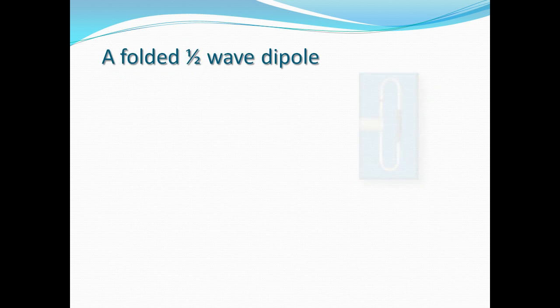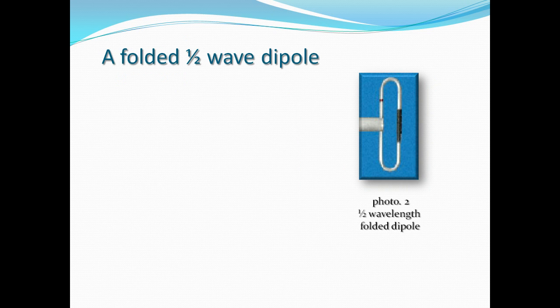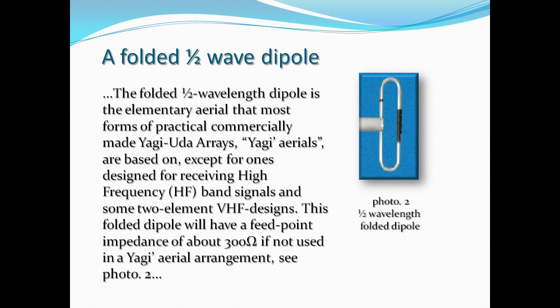A folded half-wave dipole. The folded half-wavelength dipole is the elementary aerial that most forms of practical commercially made Yagi-Uda arrays, Yagi aerials that is, are based on, except for ones designed for receiving high-frequency band signals and some two-element VHF designs. This folded dipole will have a feed point impedance of about 300 ohms, if not used in a Yagi aerial arrangement. See Photo 2.